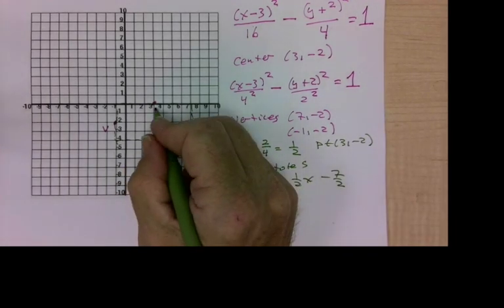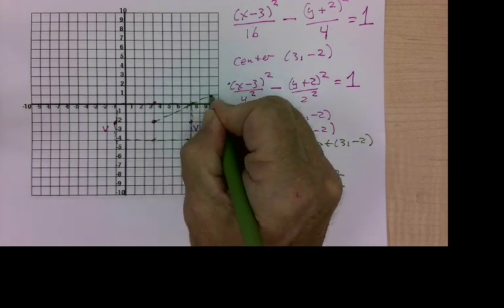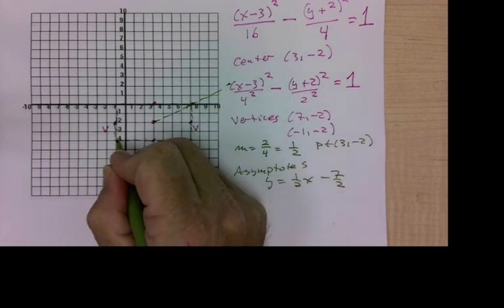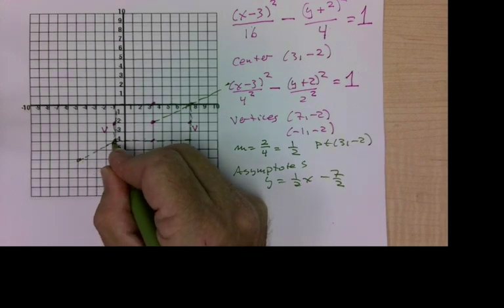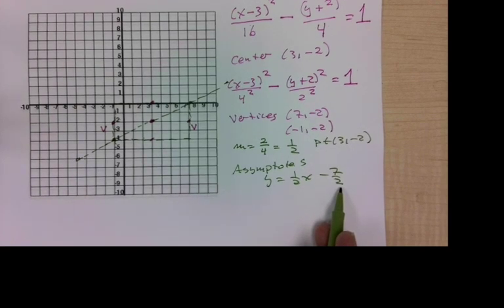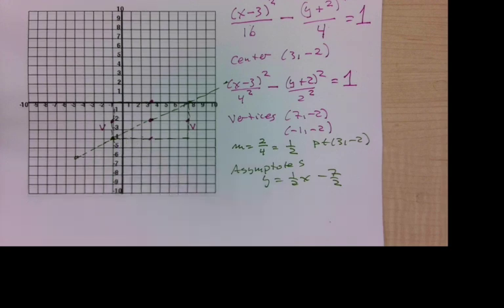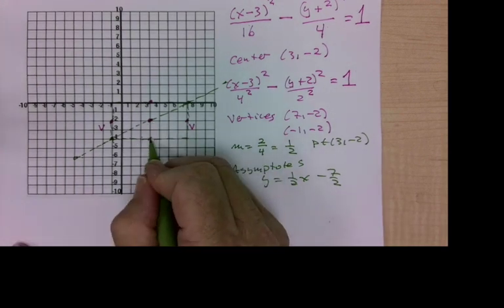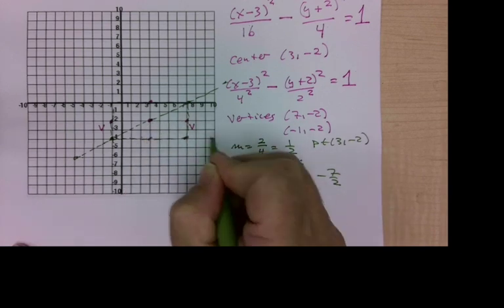So again, starting here, rising 2, running 4, rising 2, running 4, down 2, back 4, down 2, back 4. Now, according to this, we're saying our y-intercept is negative 7/2, or negative 3.5, which sure looks like that's about where it is, at negative 3.5, so that reinforces our first guess. Now for our second asymptote, again, the slope is down 2 over 4.